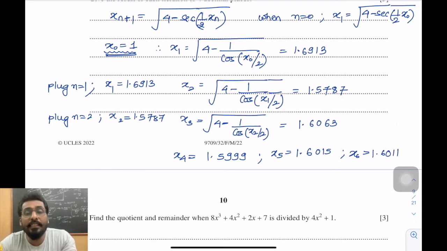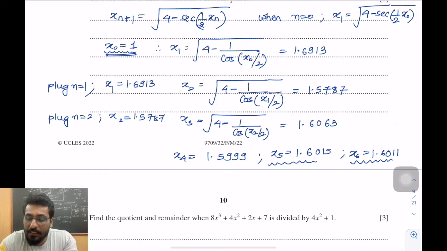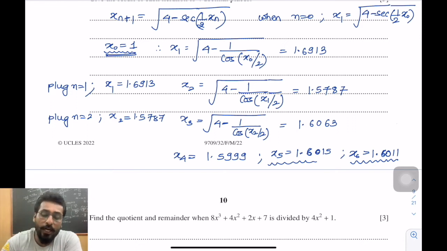I've got 1.6011. This is the place where I'm going to stop. Why? Because x5 and x6 have given me 2 decimal places same, right? 1.60, 1.60. So when you get 2 digits after the decimal the same, that is where you're going to stop your iteration and you're going to write your answer.